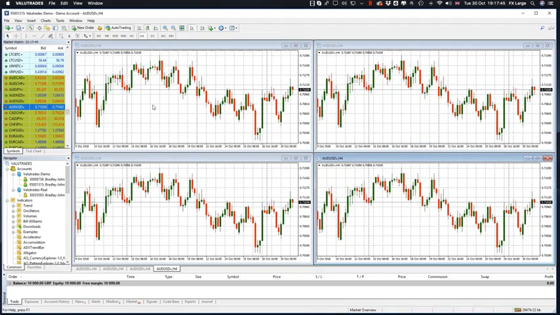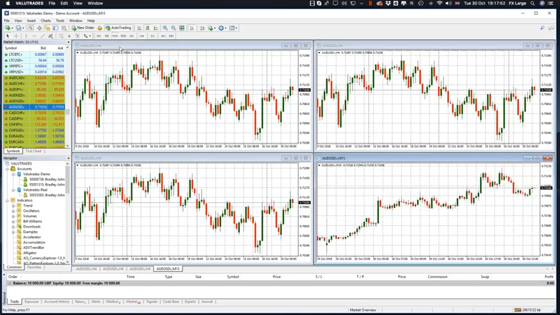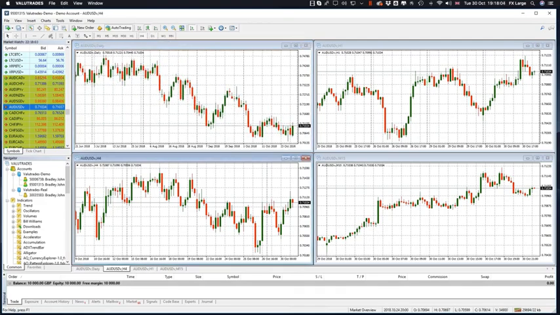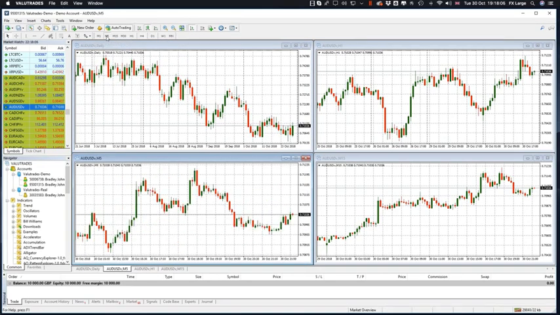Okay, I want to take a look right now at multiple time frames. So here we have again Aussie dollar. So let's change this one to 15 minutes. We'll change this one to 1 hour. And we'll change this one to 1 day. And we'll change this one to, let's say, 5 minutes. So now we have the exact same pair, Aussie dollar, on the daily chart, the 1 hour chart, the 15-minute chart, and the 5-minute chart.